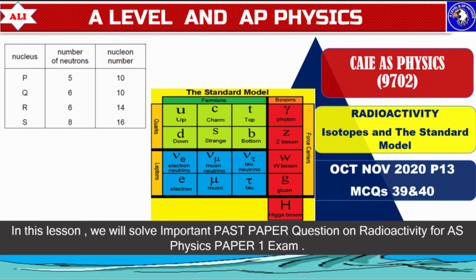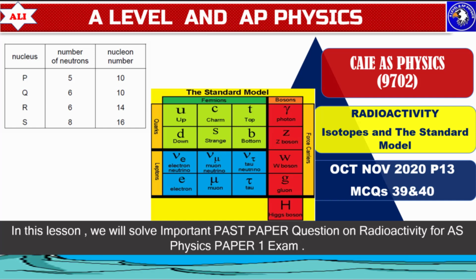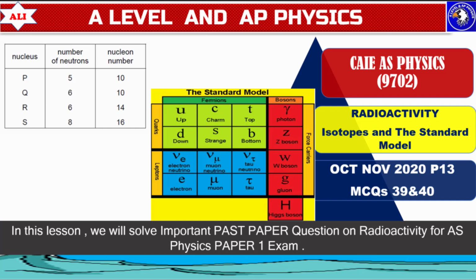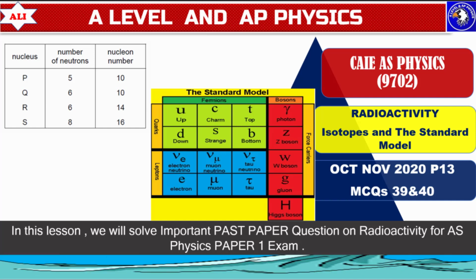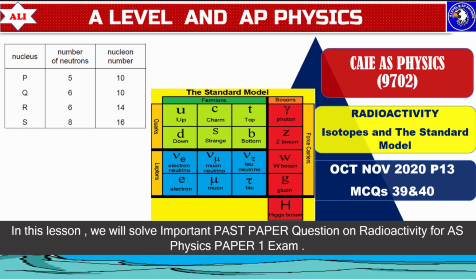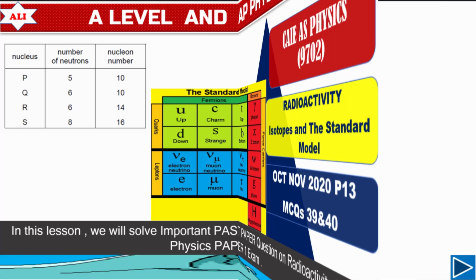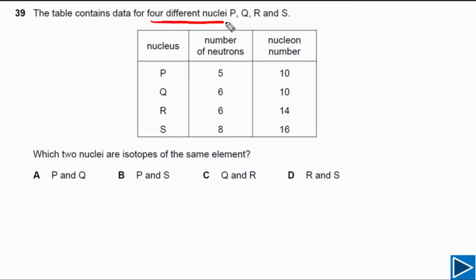In today's lesson, we will discuss two important questions on radioactivity, and these two questions are based on the standard model and the concept of isotopes. These questions are from October-November 2020. For this question, four different nuclei P, Q, R, and S are given in this table with their number of neutrons and nucleon number. The question is asking us to find out which two nuclei are isotopes of the same element.